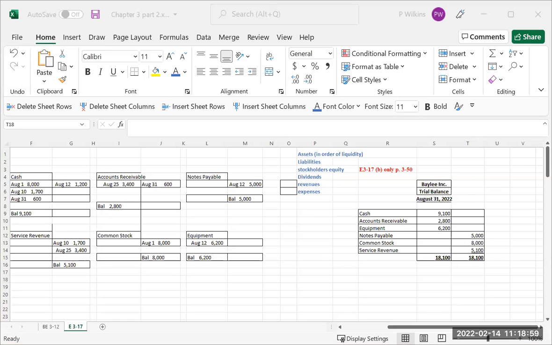So that actually on the screen shows A and B for exercise 317.